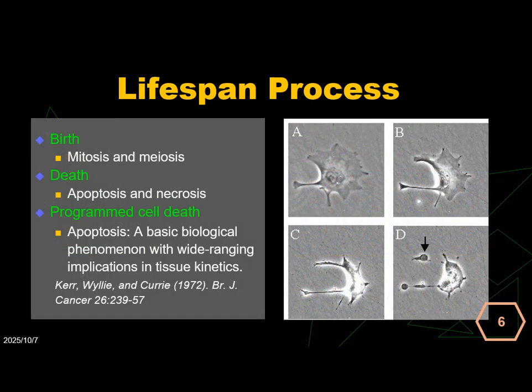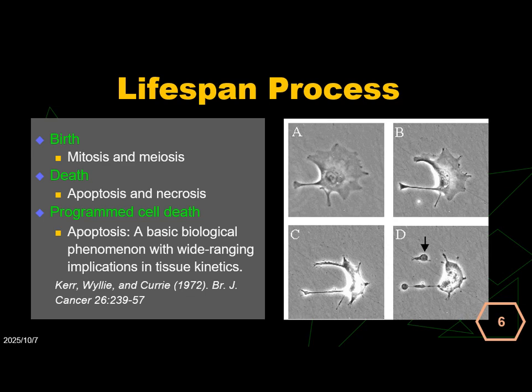So the lifespan process includes birth, death, and programmed cell death. Okay, so all these three have different mechanisms. The picture on your right-hand side is the process of apoptosis. Apoptosis, not programmed cell death. Okay. So the definition for birth is if the cells undergo mitosis or meiosis. Definition for death is the process of apoptosis or necrosis. We'll tell the differences. And actually, we'll talk about a lot of different death today.